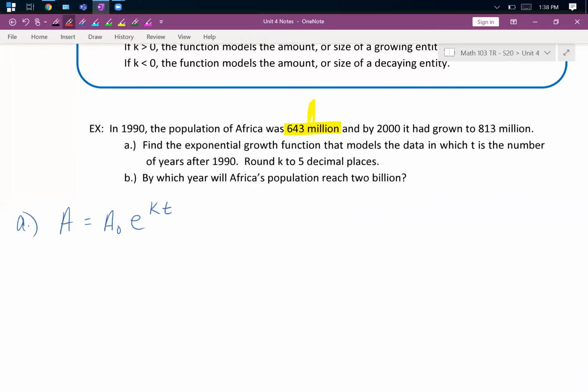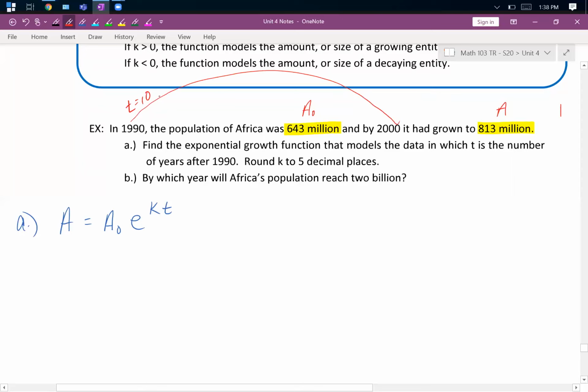Then we need our A, which is our amount after a particular amount of time. So what's our second amount, our grown amount? 813 million. Great, that'll be our A. And then the last thing we need to know is, well, how much time occurred in between our A sub 0 and our A. Well, right here, it says we went from 1990 to 2000, so that tells us t equals 10.